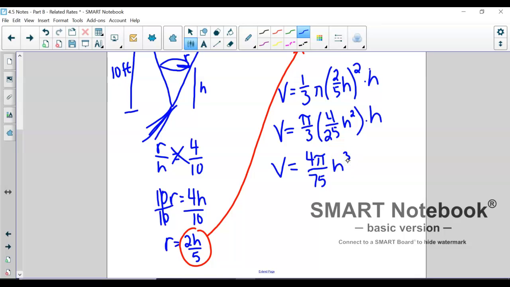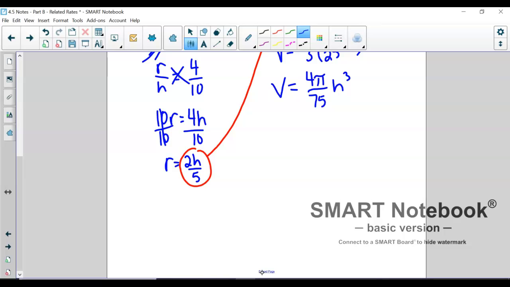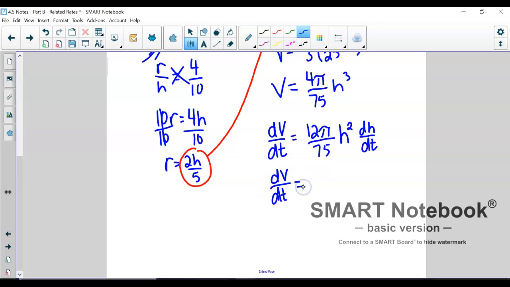So it actually gives us a really simple derivative to take here, because we just have h to the 3rd power. If we take the derivative, on the left side we just have dV/dt. On the right side, the 4 pi over 75 is a coefficient because pi is just a number. So we take the 3 and multiply it by 4 pi over 75, which gives us 12 pi over 75, h squared, and then dh/dt. If we reduce there, which you don't necessarily have to do, but it makes a smaller number to deal with, you get 4 pi over 25 h squared dh/dt.